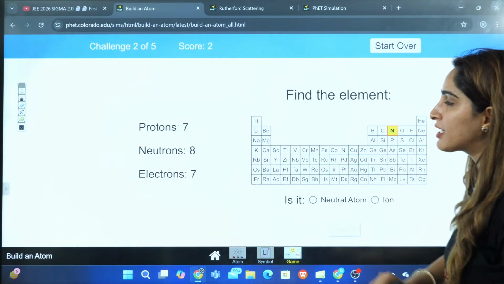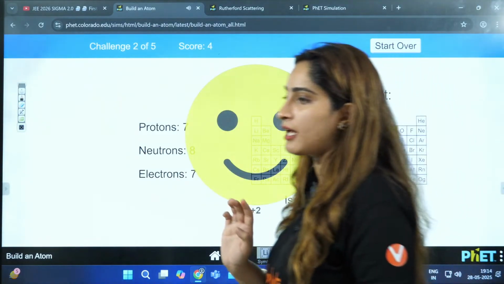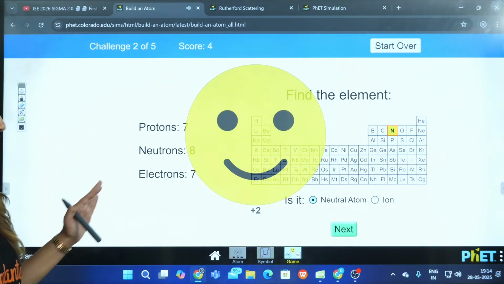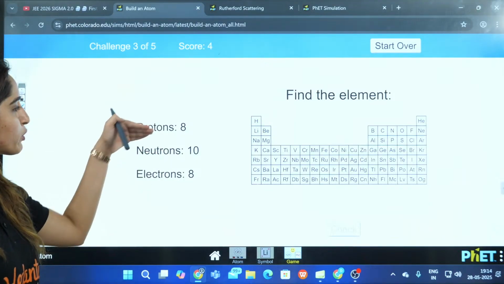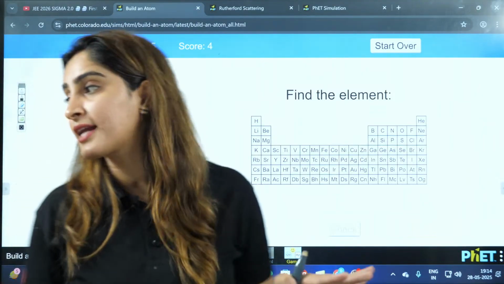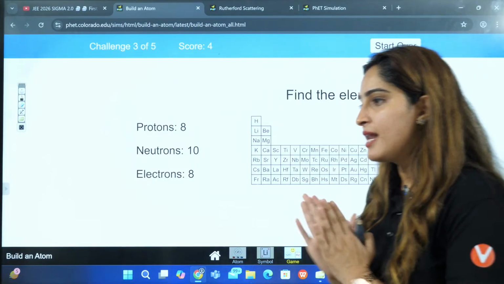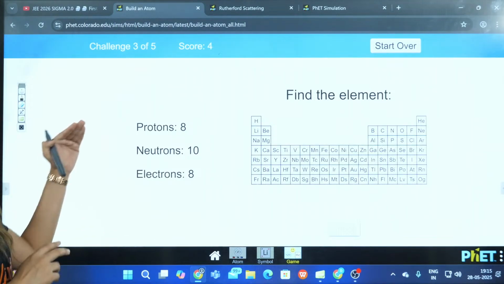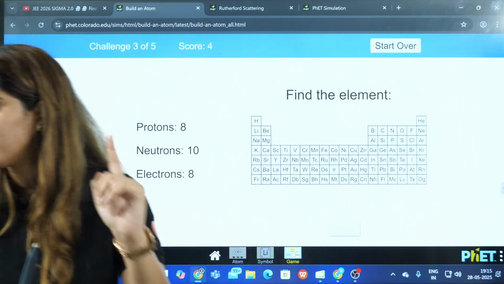Is it a neutral atom? Protons and electrons are equal, so it is neutral. Check, done. Right? Okay. Next one. Let us see who will answer this. Find the element. Protons, neutrons and electrons are given to you. Let me see in the comment section who is going to answer me this here. Protons are 8, neutrons are 8. This is 8. 8 atomic number.